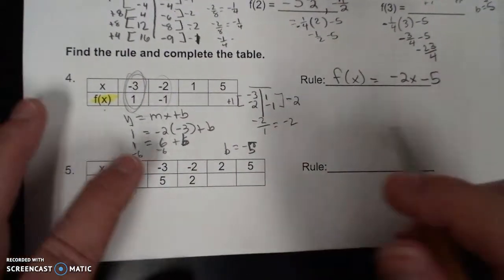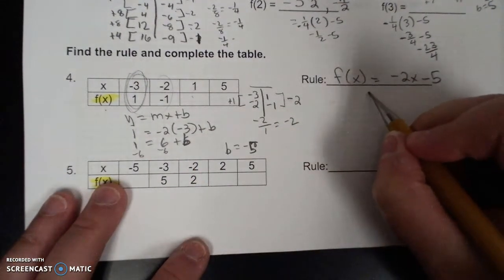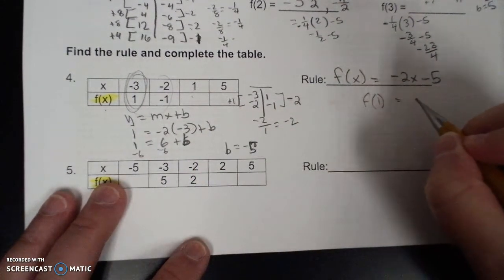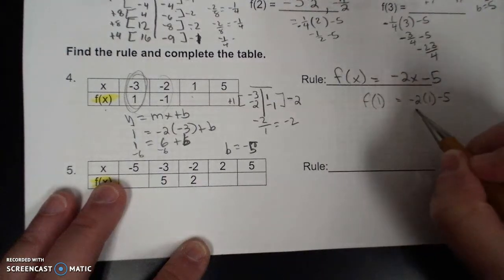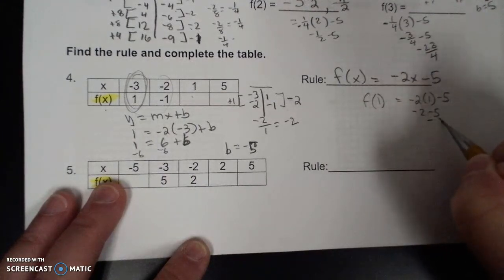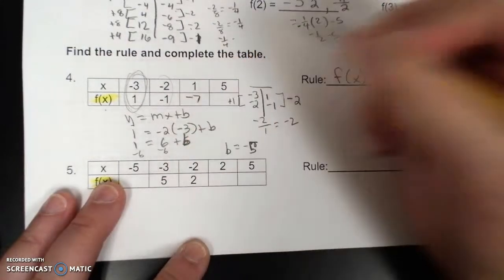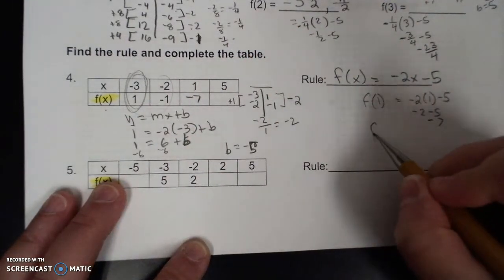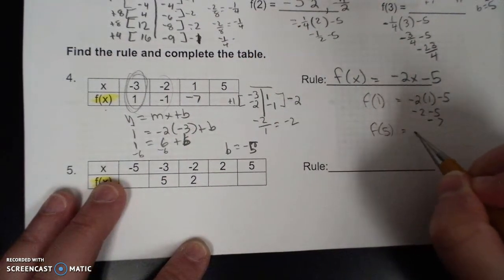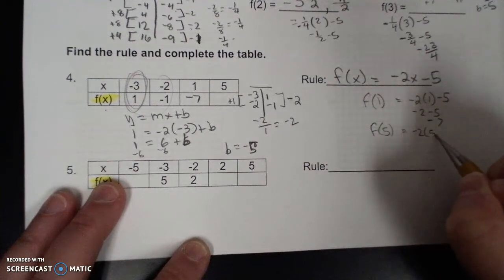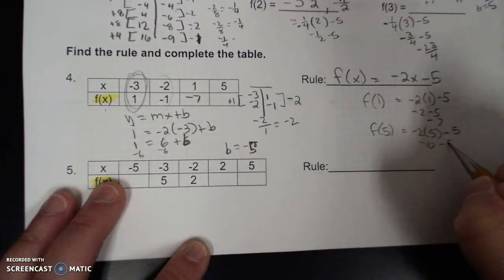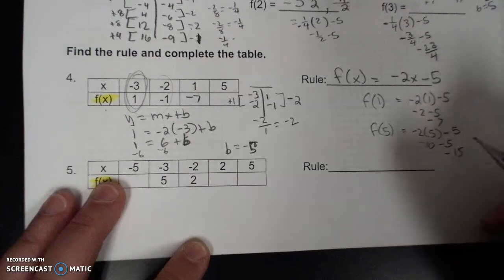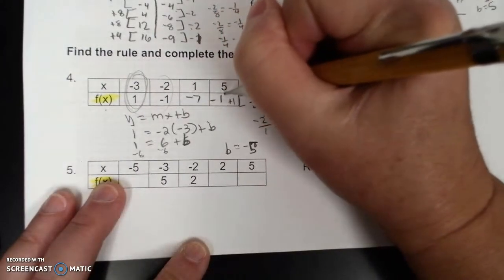Therefore, this is also asking for f of 1. F of 1 equals negative 2 times 1 minus 5. Negative 2 minus 5 is negative 7, so this is a negative 7. F of 5 is negative 2 times 5 minus 5. Negative 10 minus 5 is negative 15, and this is negative 15.